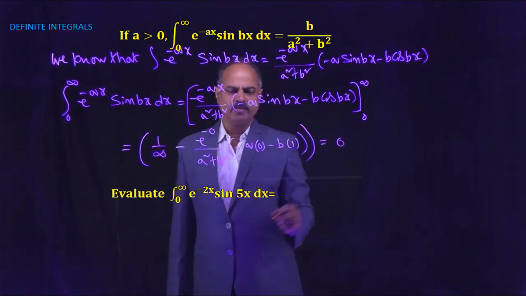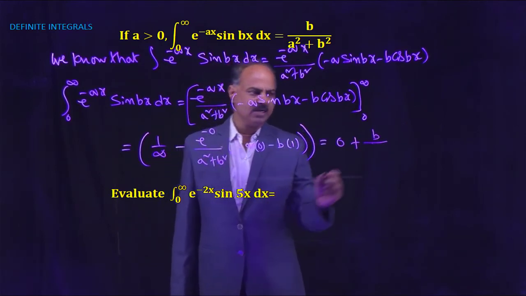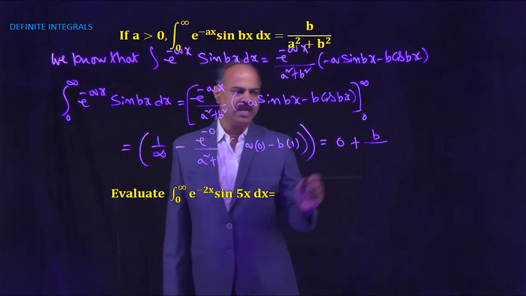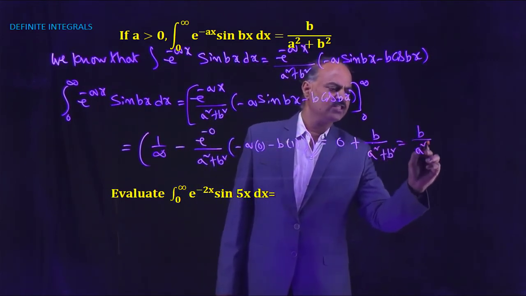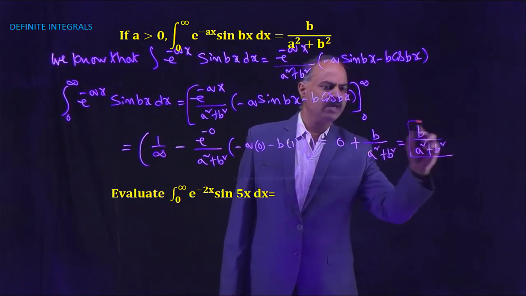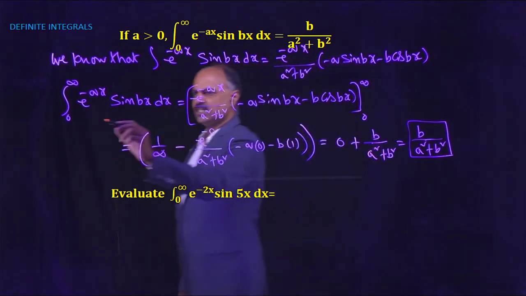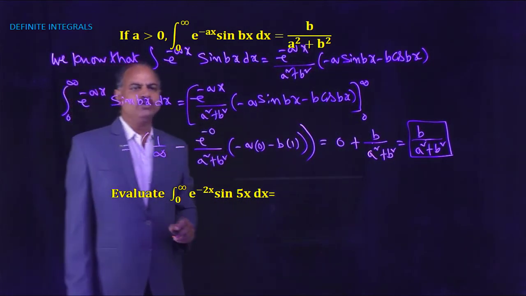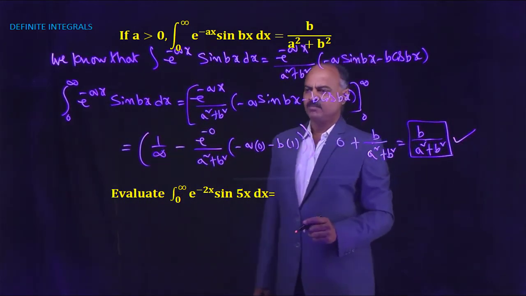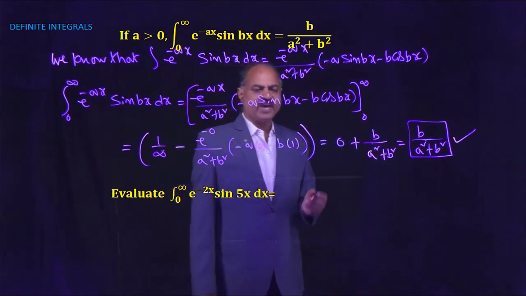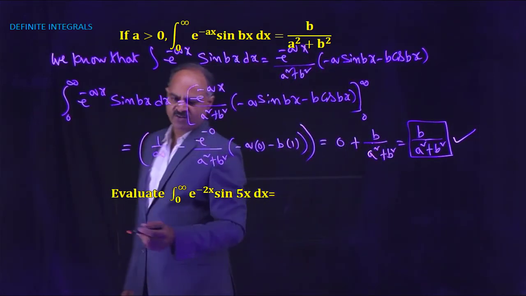Here minus into minus becomes plus b by, and e power minus 0 is 1. So that equals plus b by a square plus b square. Therefore, integral 0 to infinity e power minus ax into sin bx dx equals b by a square plus b square. Next, suppose for example integral 0 to infinity e power minus 2x into sin 5x dx.